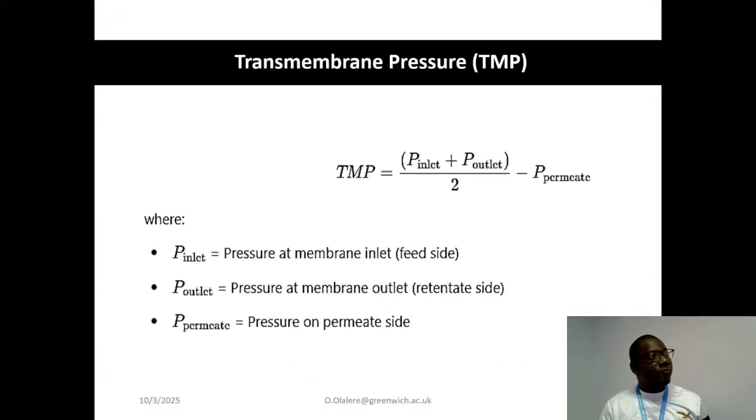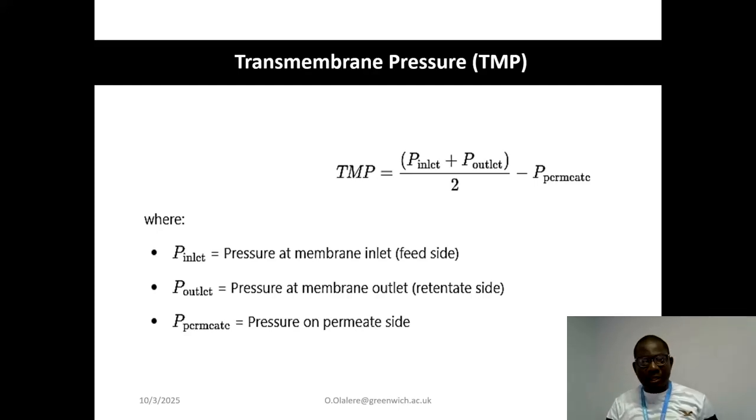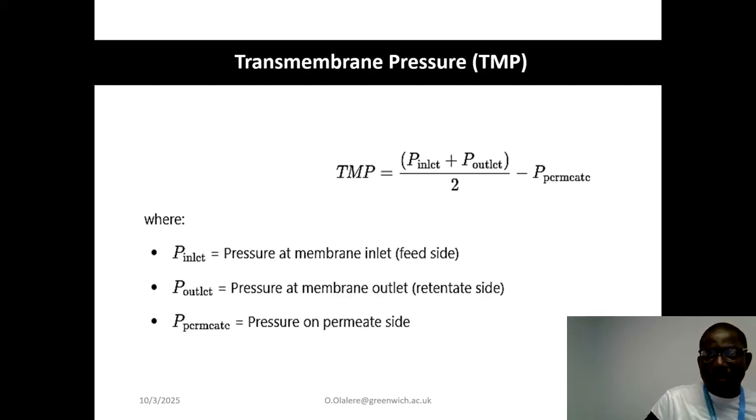And we have a formula for transmembrane pressure. Transmembrane pressure equals P inlet, that is the pressure of the inlet, plus the pressure of the outlet, divided by 2, minus P permeate. What is permeate? Permeate is just the filtrate that is coming out, right? Then we have retentate. Retentate is the residue that is on top.